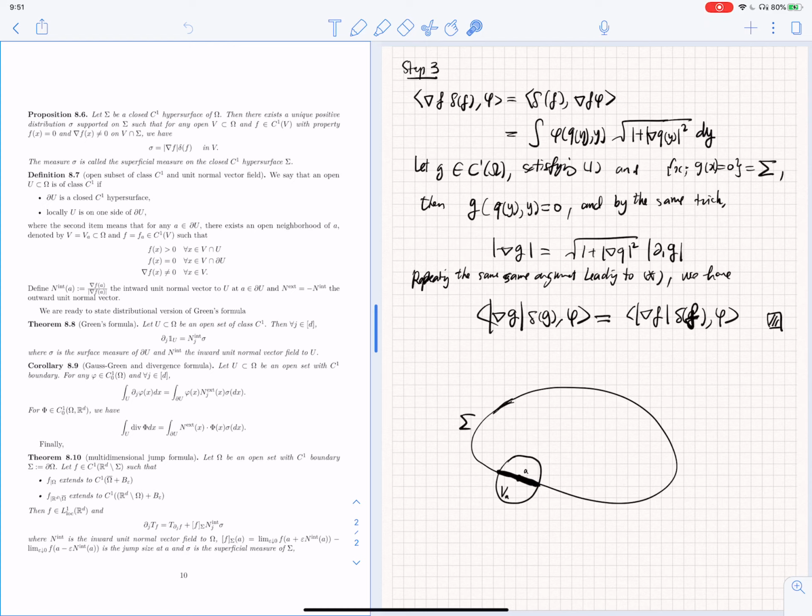Okay, so now we can define another thing. For the moment, we have defined a measure on the hypersurface. So now we define what is called an open subset of class C1. What do we call a class C1? Those open subsets of omega such that the boundary is a closed C1 hypersurface. Okay, the boundary of this is what we have already defined. This closed C1 hypersurface is the first requirement, and the second requirement is that locally U looks like U is on one side of sigma.